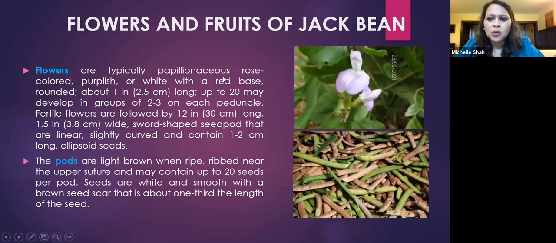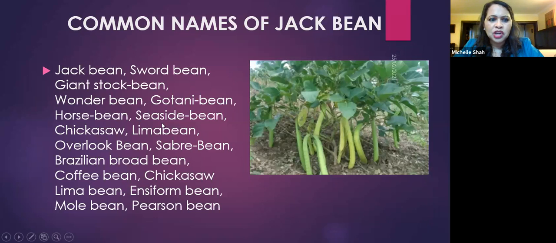The flowers and fruits of the jack bean. Again, as we see here, the flower and these are the pods here. The flowers are typically rose-colored, purplish or white with a red base. And then the pods now are light brown when ripe and ribbed near the upper suture and may contain 20 seeds per pod. Seeds are white and smooth with a brown seed scar that is about a third the length of the seed. The common names of jack bean are the sword bean, the wonder bean, horse bean, Chickasaw, lima bean. So these are some common names.